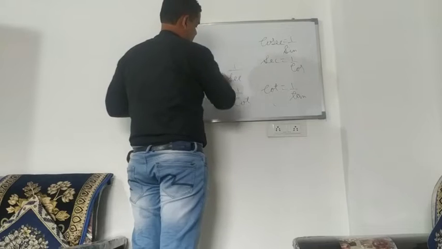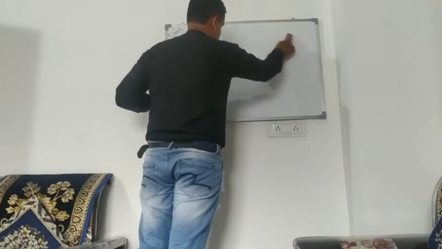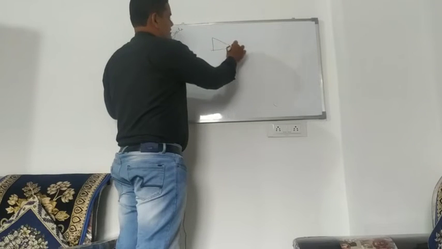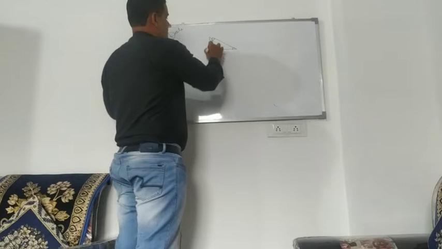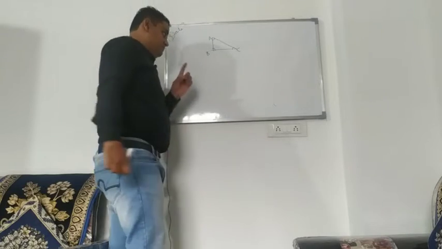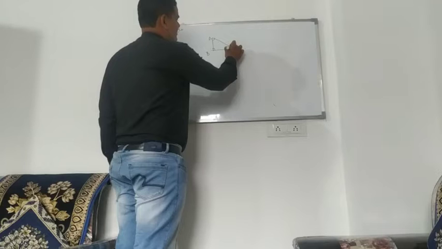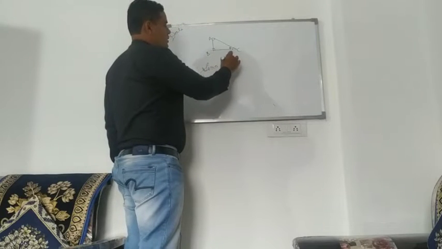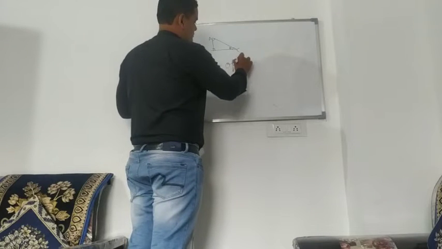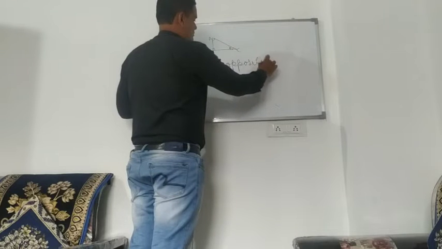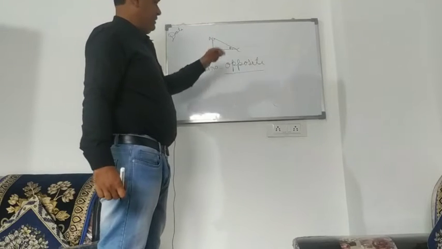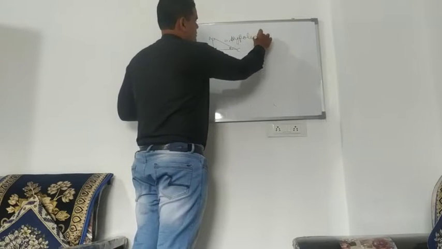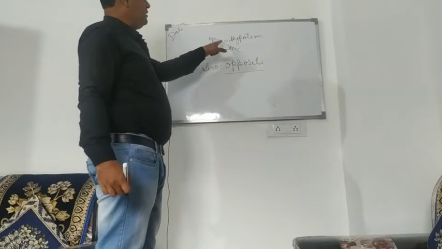So what is sine? Consider a triangle A, B, C. It is a right angle triangle, with the right angle at B. If we take this angle as theta, sine theta is equal to the opposite of theta upon the hypotenuse. So sine theta is opposite of theta upon hypotenuse.